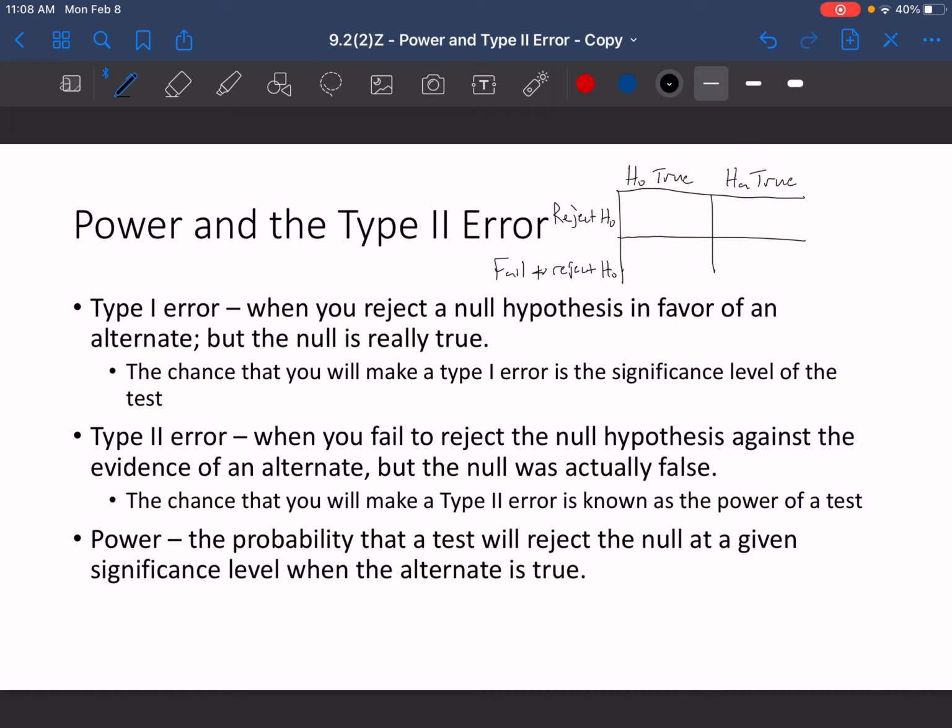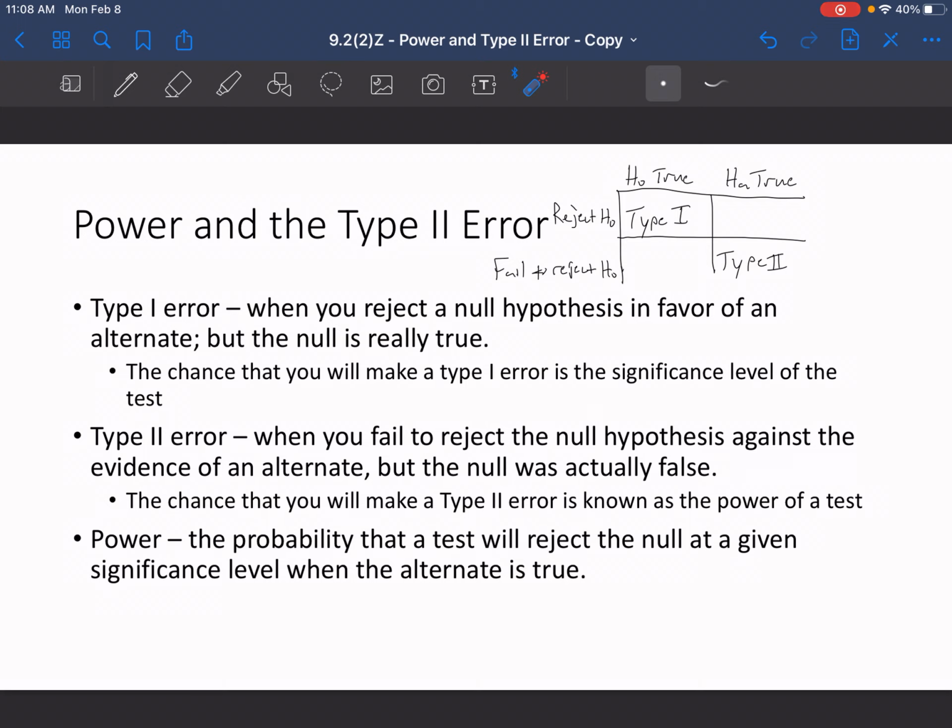Our type 1 error is when we reject the null hypothesis, but the null hypothesis is actually true. Our type 2 error is when we fail to reject the null hypothesis against evidence of an alternate, but the null was actually false. So this is when our alternate hypothesis is actually true, but we failed to reject the null hypothesis. So we accepted essentially whatever this was right there. The chance that you will make a type 1 error is the significance level of the test, whereas the chance that you will make a type 2 error is known as the power of a test.